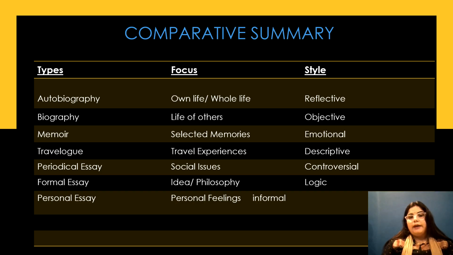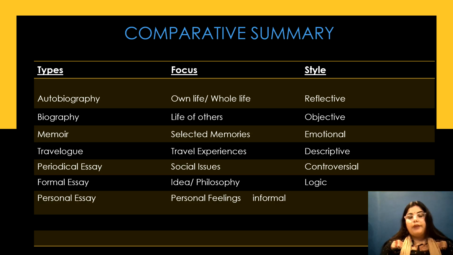Now we can see the comparative summary. When we talk about the autobiography, it focuses on a person's own life, the whole life of that person, and it is reflective in nature. Then biography talks about the life of others, and it is objective in style. On the other hand, memoir has selected memories. It does not talk about the whole life, but selected memories, and the style can be emotional.